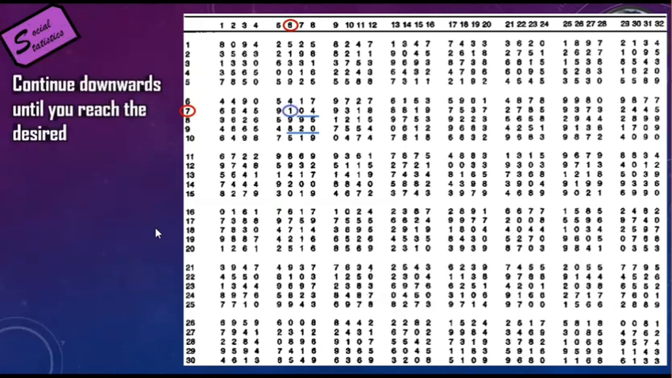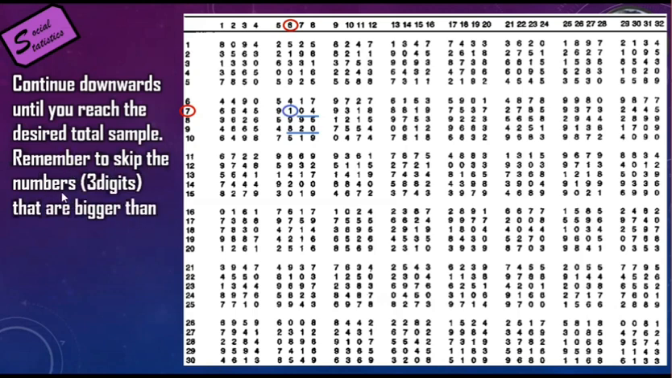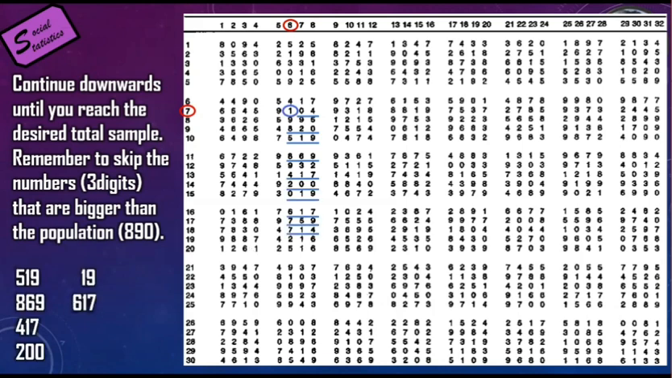Continue downwards until you reach the desired total sample, which is 100. Remember to skip the numbers that are bigger than the population. So the next would be 519, 869, 417, 200. Going down, we have 619, 617, 759, 714. And we have these next digits: 216, 516, 103, 697.